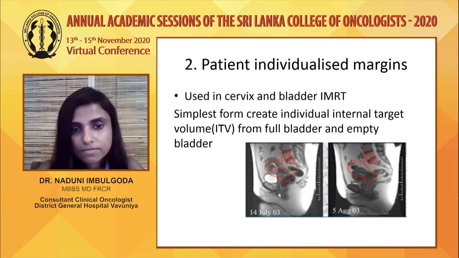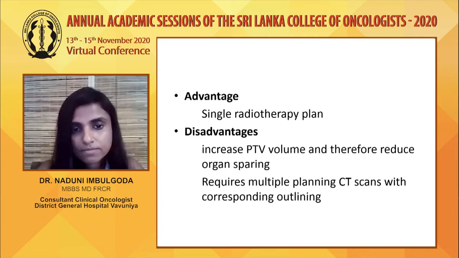You can see the cervix and uterus are moving quite a bit between these two. So we create an internal target volume particular to this patient depending on the empty and full bladder protocol. The advantage is there's only one radiotherapy plan, but the disadvantages are that the ITV would create a large PTV volume, and therefore it would reduce the advantage of organ sparing, and also we require multiple planning CT scans with multiple corresponding outlining for empty bladder, full bladder, half full bladder, and so on.